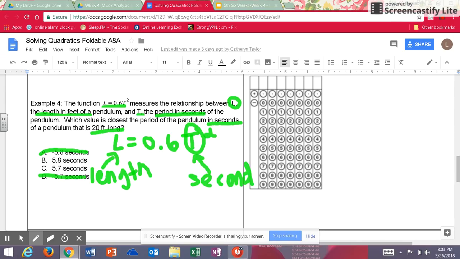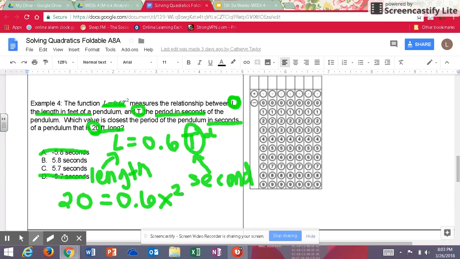All right, so now let's look at what we know. Looks like we've identified our length. We've identified what our L is. We've identified what our T is. Now we've got to figure out what to do with this 20. Well, this 20 says it's 20 feet long. Well, long is a tense of length. So that means instead of this L, I'm going to use 20 equals 0.6. And because I know I'm going to be graphing, I'm going to change that T to an X. So I'm going to have 20 equals 0.6x squared.